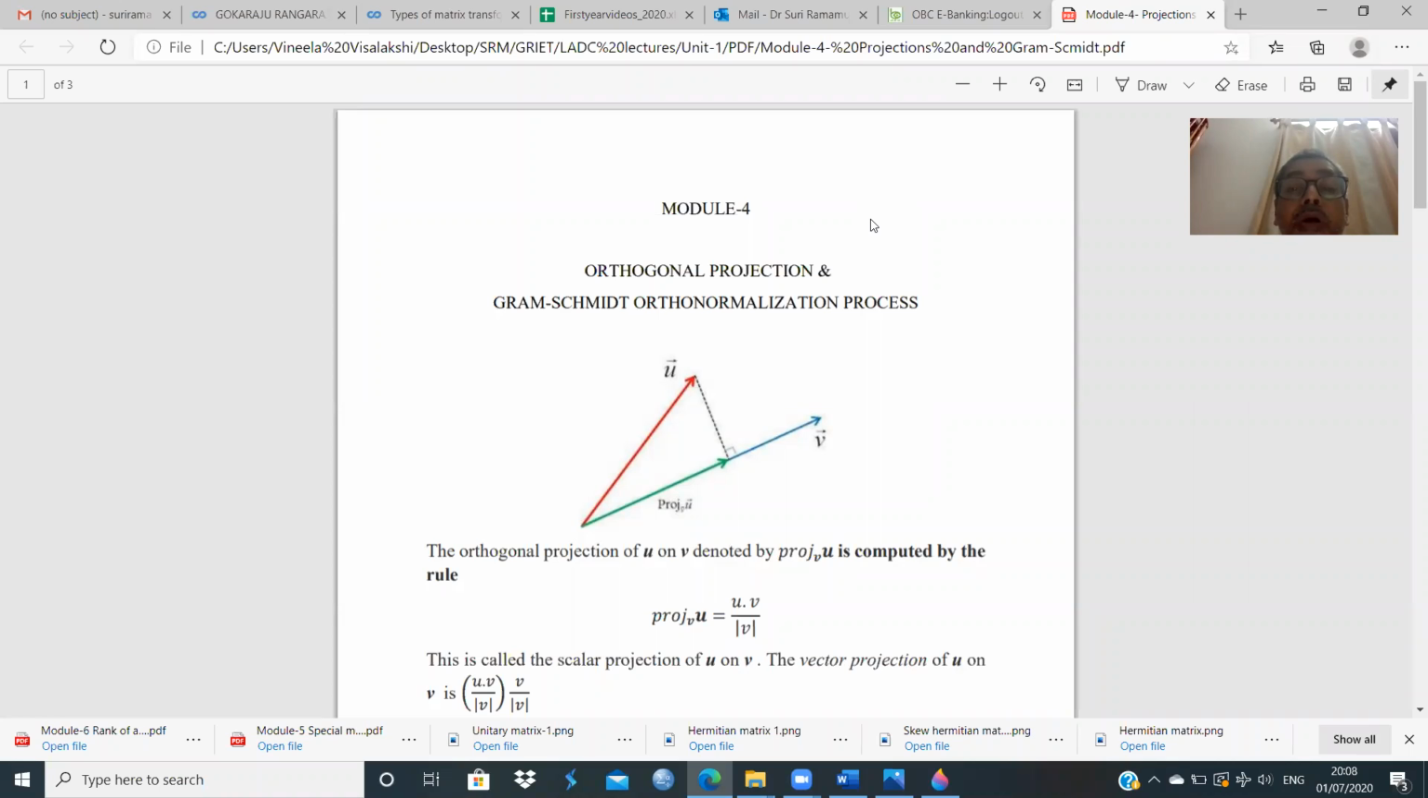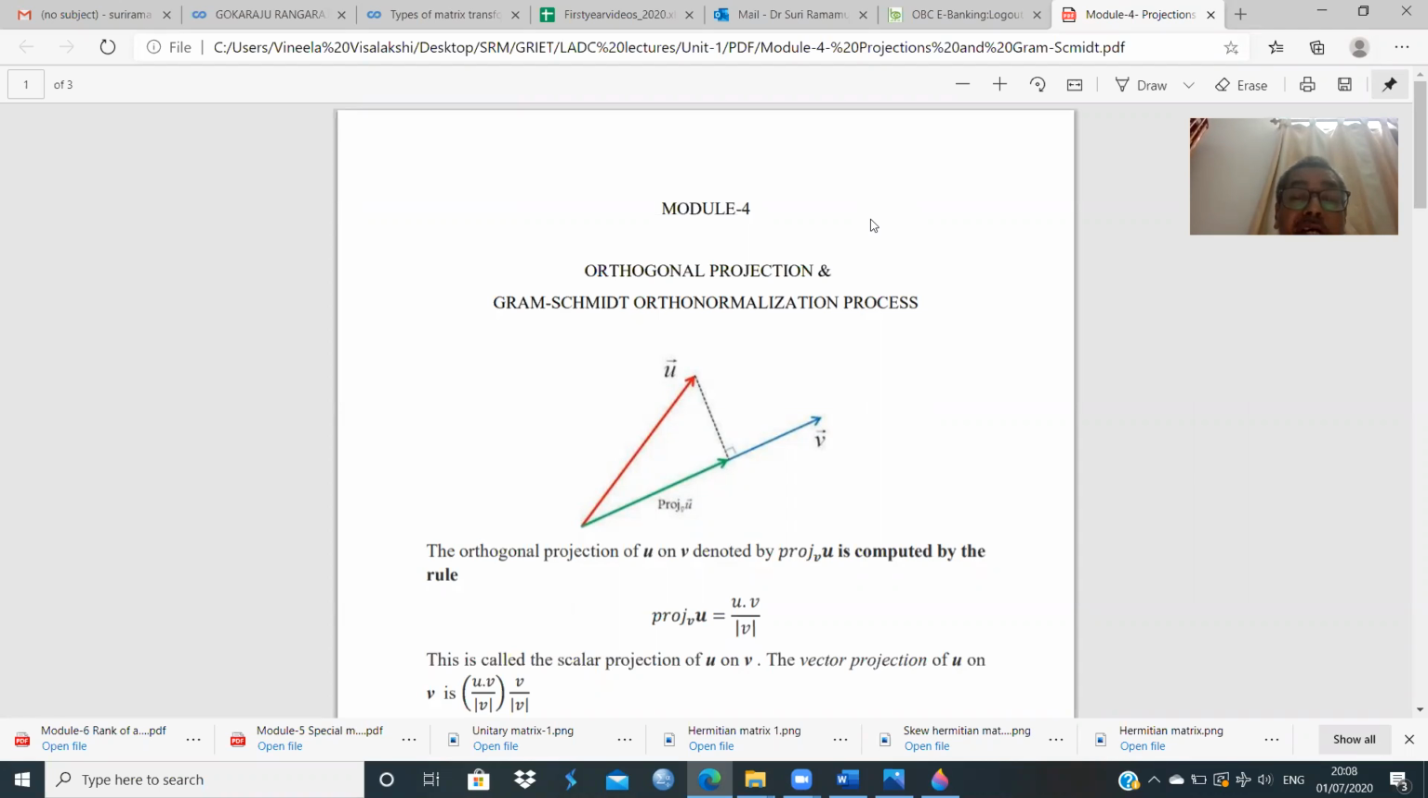Welcome to this lecture on orthogonal projection and the Gram-Schmidt orthonormalization process. The Gram-Schmidt process requires a fundamental knowledge of orthogonal projection. So first let us look into that. In the graphic that we see, we are projecting the vector u on the vector v.